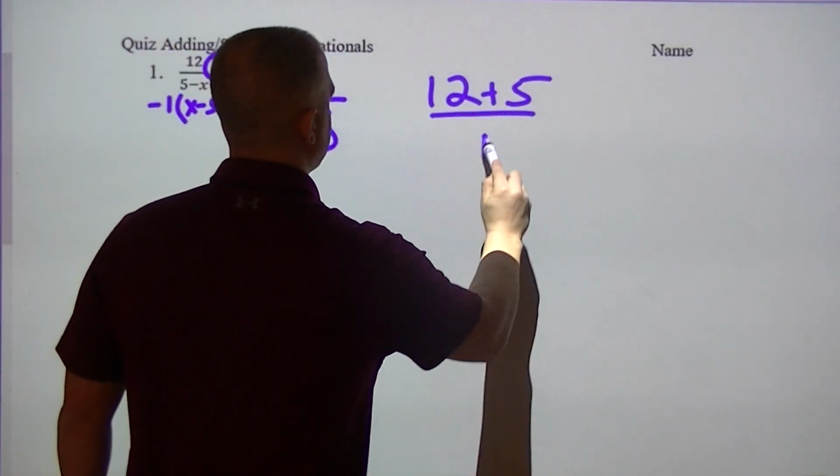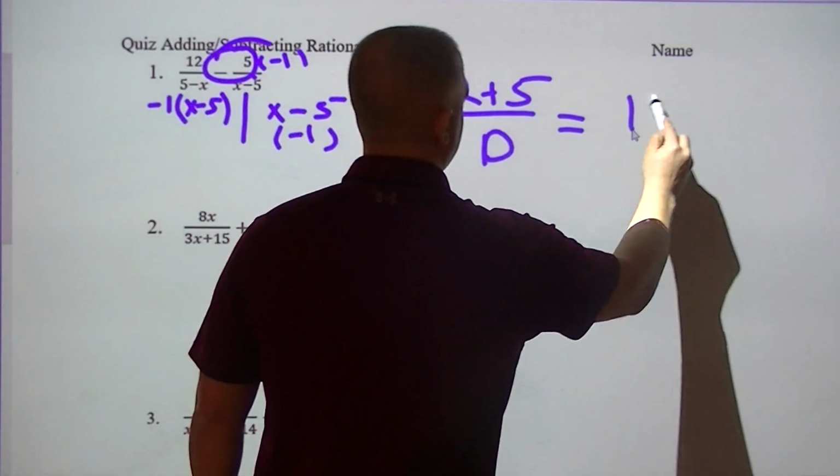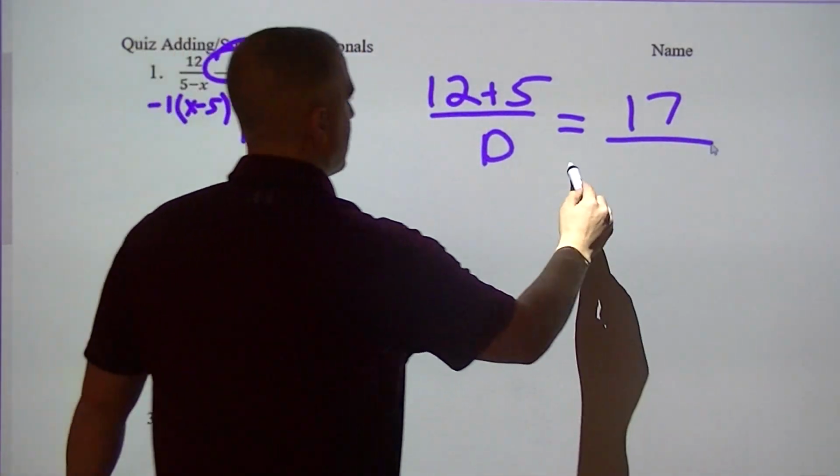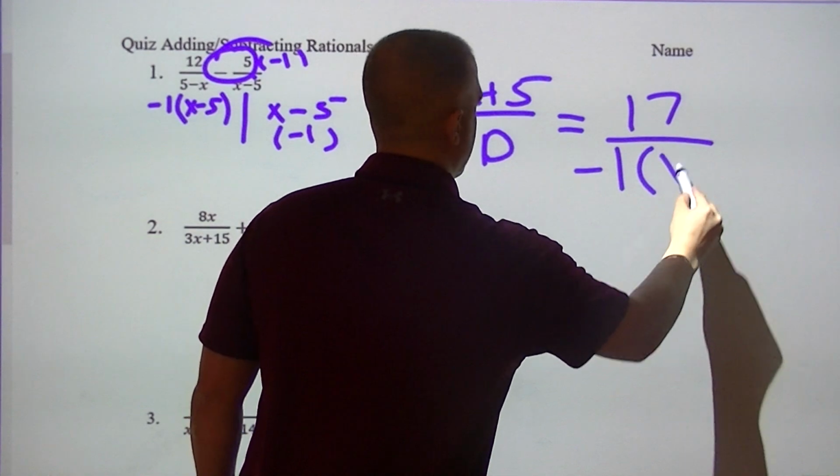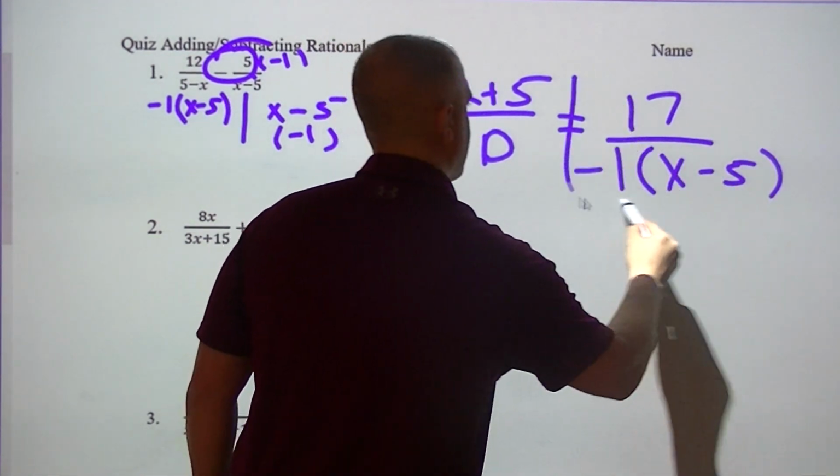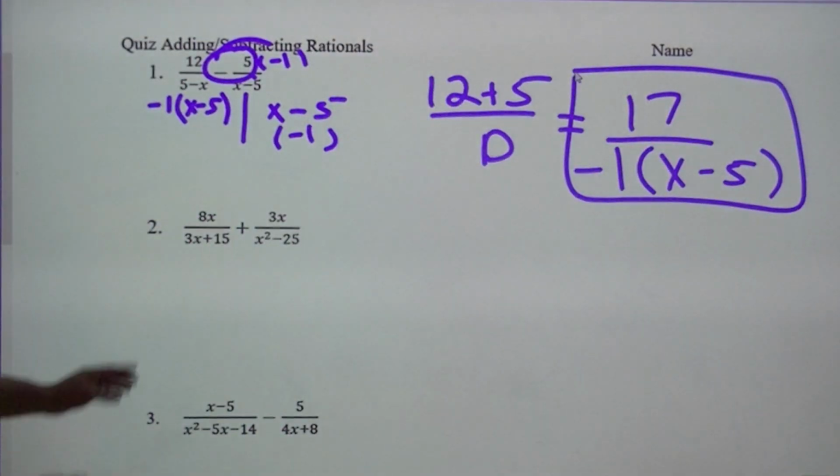All over my common denominator. Well, 12 plus 5 would be 17. My common denominator is negative 1 with an x minus 5 right there, and that would be my answer. Very important that you treat that negative 5 like that.